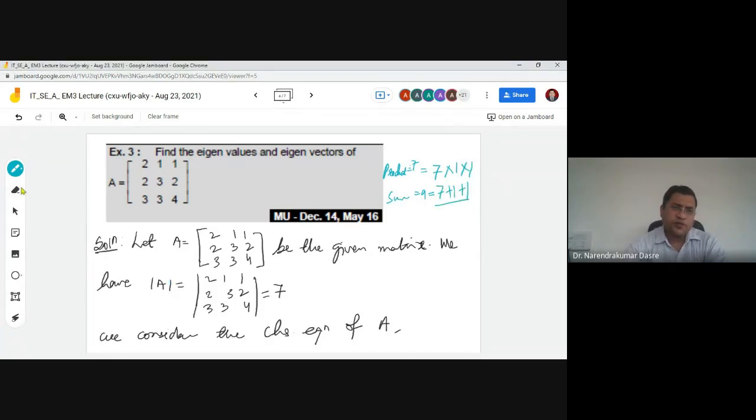So without actually calculating the eigenvalues, you are able to get the eigenvalues. So eigenvalues must be 7, 1, 1. Okay, and this is how the examples are used in competitive examination, or these are kind of problems that will be asked in the competitive examination.